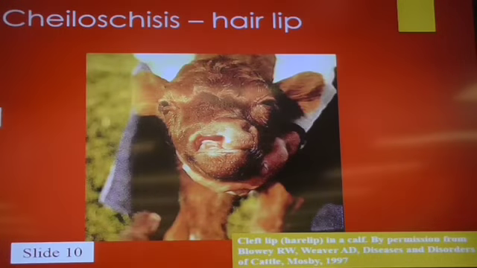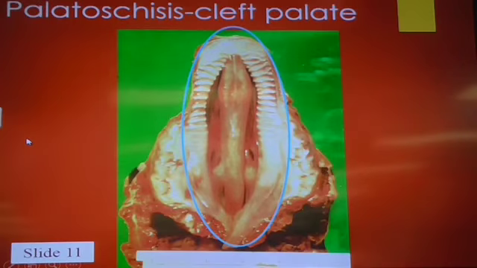Any question back there? No? Another congenital disease is hair lip or chyloschisis. And as you can see here from this animal, looking at the sort of the muzzle area, we have that defect. Another important disease is palatoschisis or cleft palate. So this is a bovine with cleft palate.